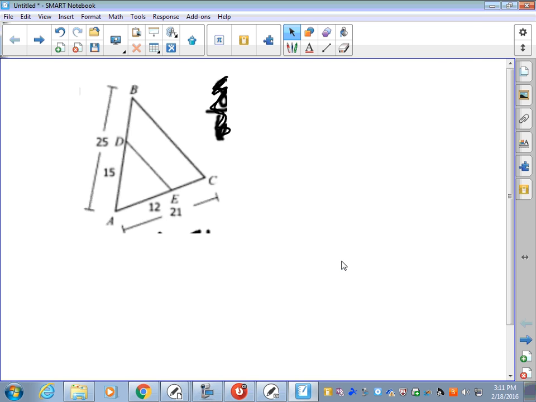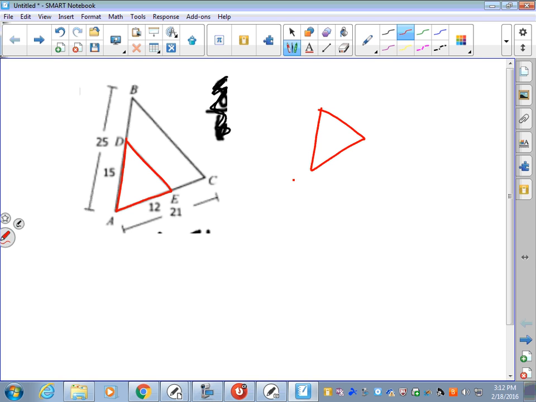So what I want you to do on the back is the first thing, and I'm going to do mine in color. If you have a highlighter, you can do that. But I want you to just sketch the small triangle. We're going to redraw it. That's my triangle ADE. Draw that on the back. Okay, triangle ADE, and we're going to label it. We already know from the figure that AD is 15, and AE is 12, okay? So there's one of the triangles.